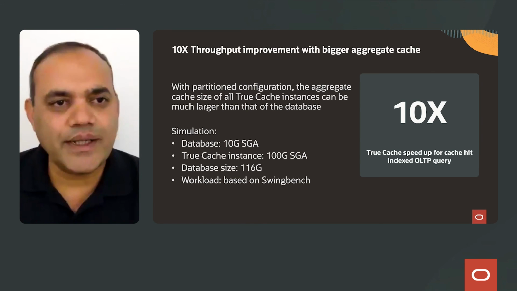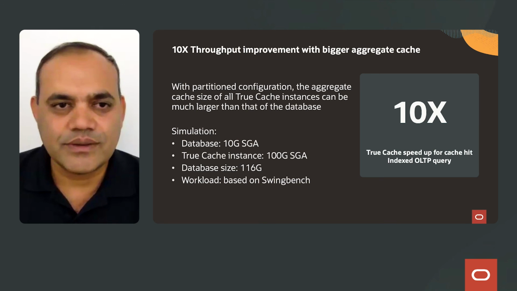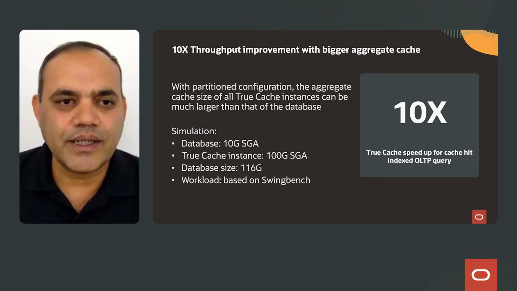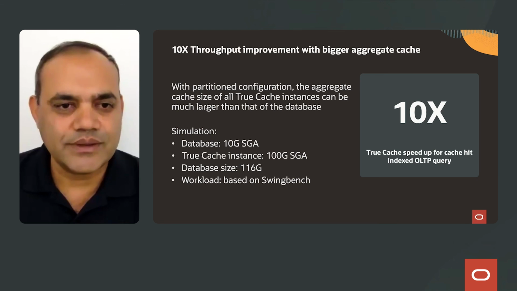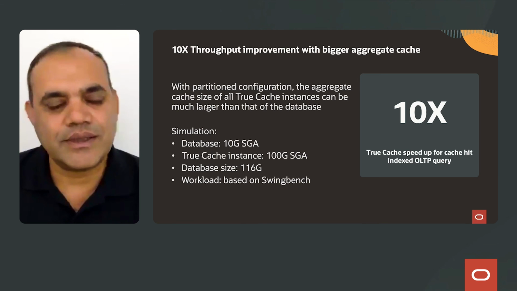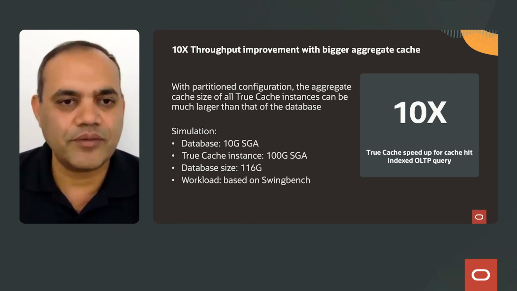We observed a 10x throughput improvement by using a bigger aggregate cache. With partition configuration, the aggregate cache size of all TrueCache instances can be much larger than that of the database. With this, it results in a lot more cache hits, and hence the data is served directly from the cache.